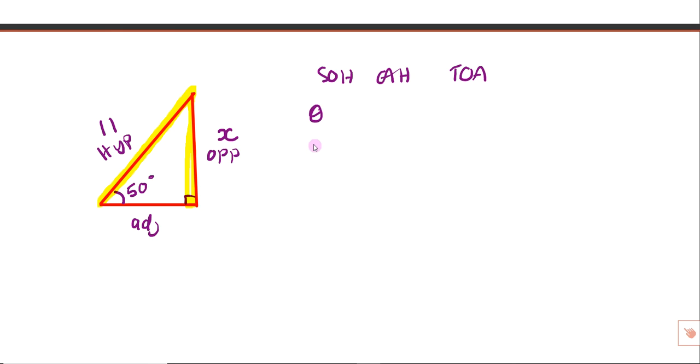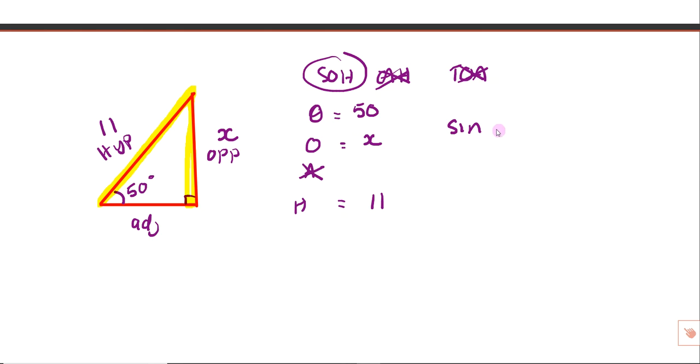I put my theta, opposite, adjacent, hypotenuse. You're all used to seeing this. Theta is 50, the opposite is x, the adjacent, the hypotenuse. Okay? So which one am I going to use? Get rid of that because it's got an A, get rid of this because it's got an A, so I'm using this one. This was the kind of question everyone did really fine, brilliantly.